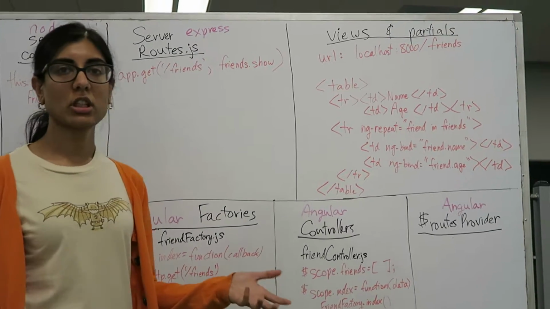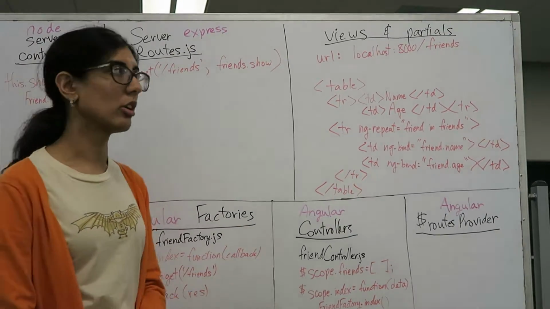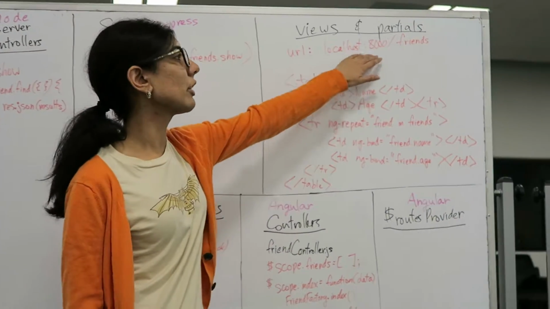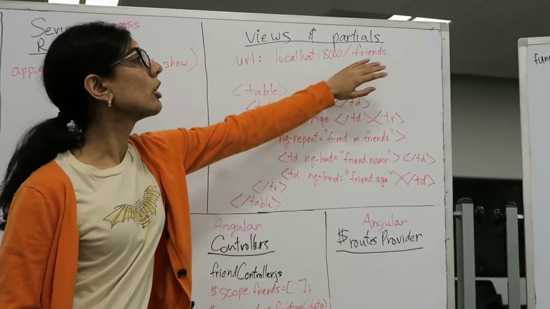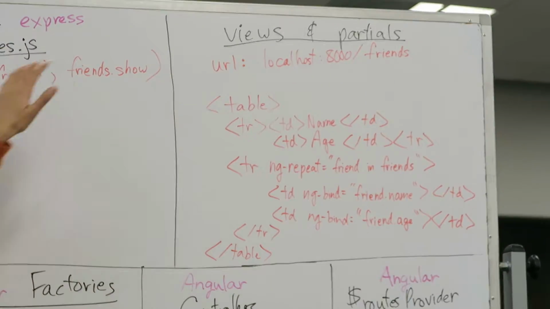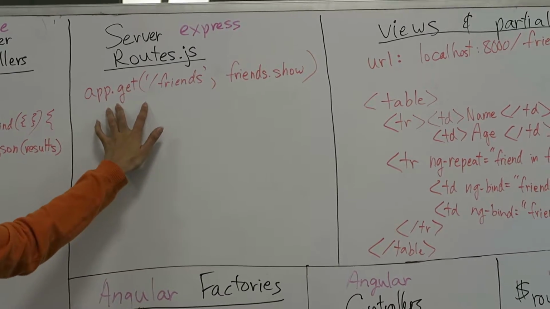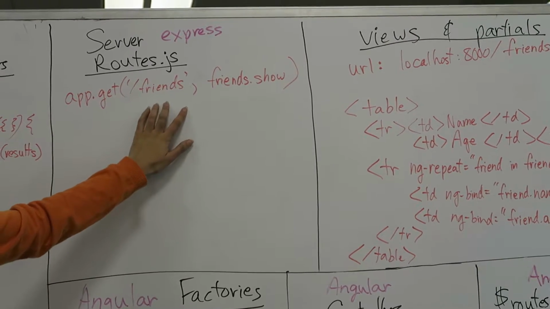So we have a list of friends in our database, and we want to be able to display it on a web page. To do that, we have this URL, localhost:8000, our server, /friends. So /friends will take us to this route in our server routes file. It's going to be app.get, because it's a get function, /friends.